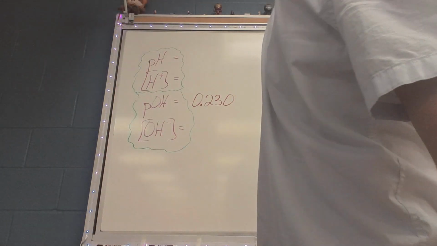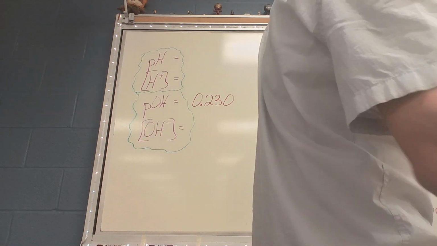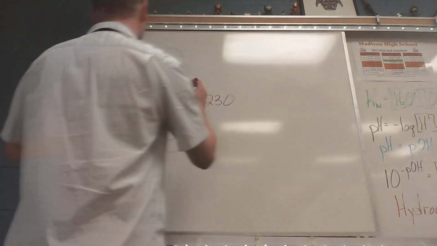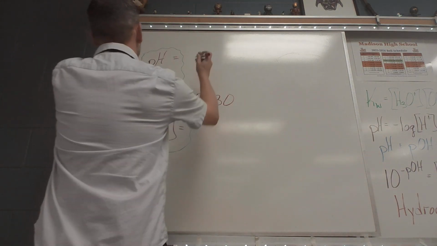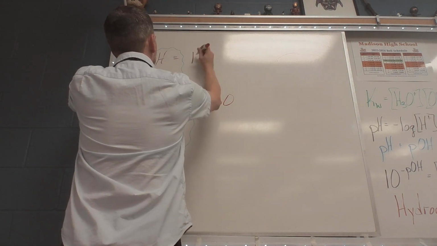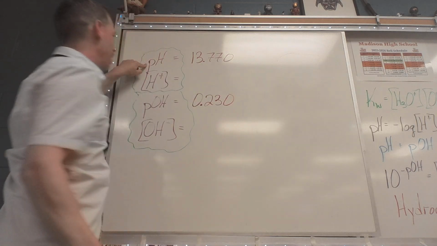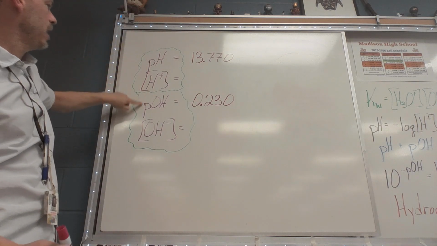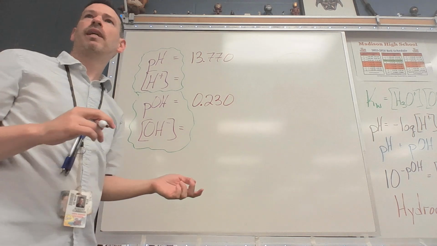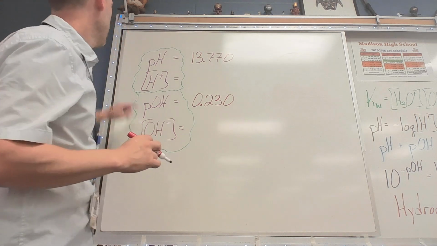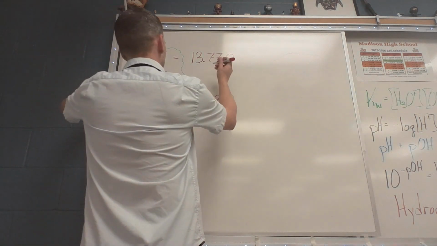Let's go over to cluster 2. Yay, we're back. C3. Which one do you want to give me? 13.77. Y'all like that number? All right, because we know that pH and pOH equal 14. All right. Somebody yell out the H plus number.